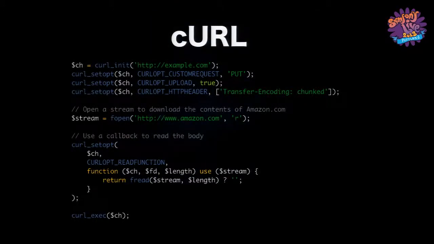And here's an example of how complicated the API can be. What we're doing here is we're sending a PUT request to example.com and streaming the contents of Amazon.com's web page in the body of the PUT request. This is accomplished with a CURLOPT_READFUNCTION setting, and curl is going to invoke this function any time it can send data over the wire. And then finally, that function might return an empty string, which will stop the transmission.